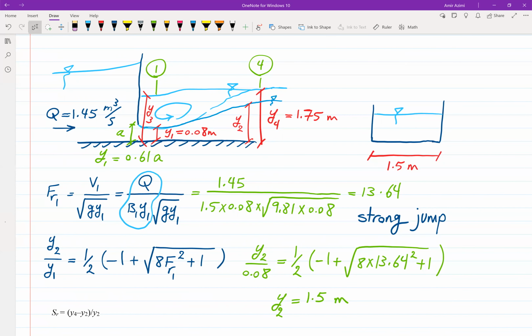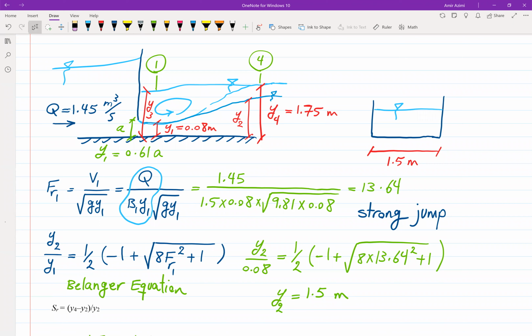We use the Belanger equation. We have all the known values except Y2, and if you calculate Y2, you'll get 1.5 meter. So in free flow condition, with the given information, the conjugate depth is 1.5 meter, but the tailwater is 1.75 meter. So you have more pressure by the tailwater level, and that's the reason it submerges the jump.